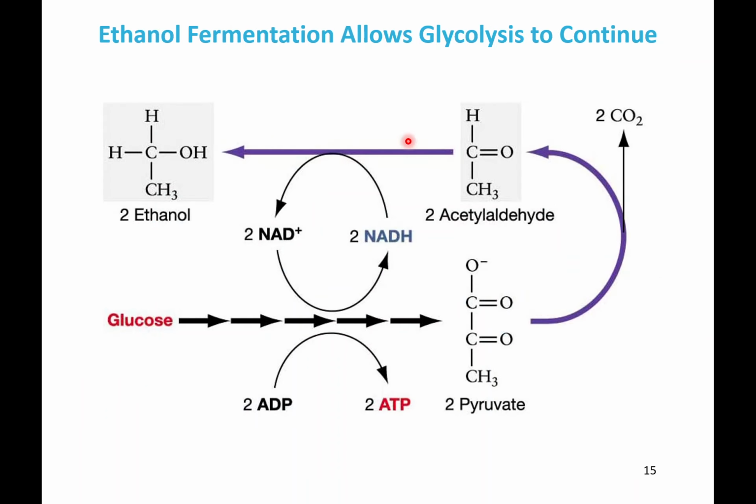So this ethanol fermentation is allowing glycolysis to continue. So you have glycolysis here producing ATP, and then it's converting NAD to NADH. Then you can take pyruvate to acetaldehyde to ethanol, and that recycles your NADH back to NAD. So that allows you to keep glycolysis occurring and keep ATP production going.